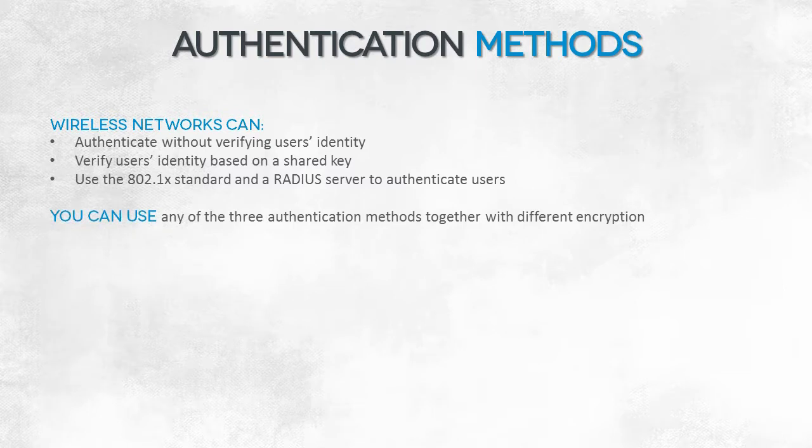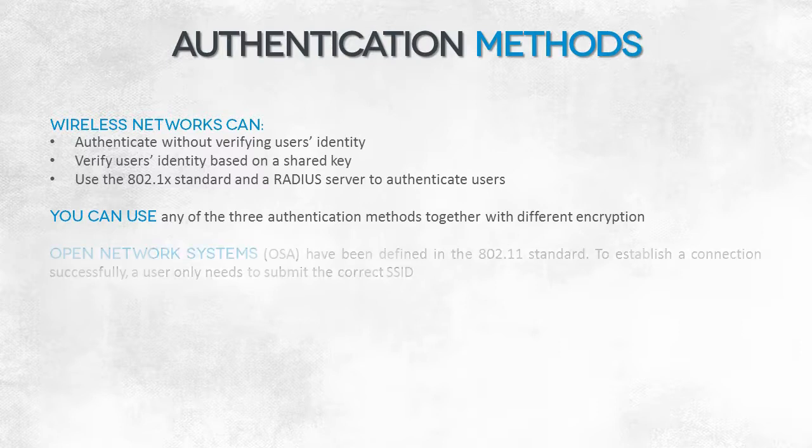The 3 authentication methods can be used together with various encryption methods. Not all combinations will be a good fit, but you can try several of them. We've already mentioned open system networks that don't perform user verification. This is a part of the 802.11 standard. It's enough to submit the name of an open network and connect to it. A network name field can also be referred to as an SSID or a network identifier. They signify the same thing.